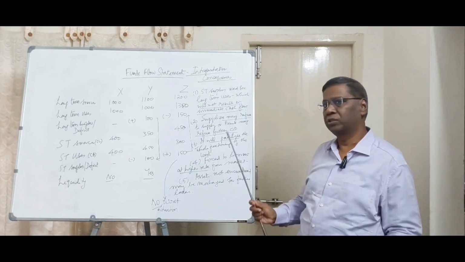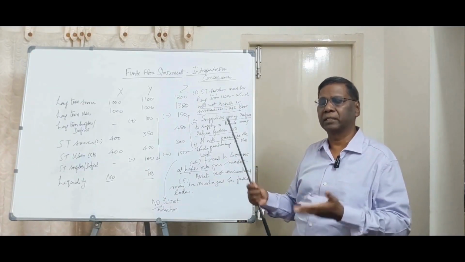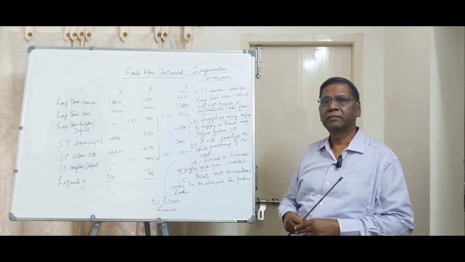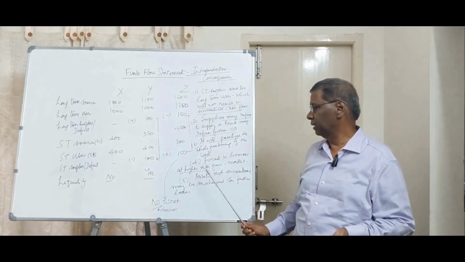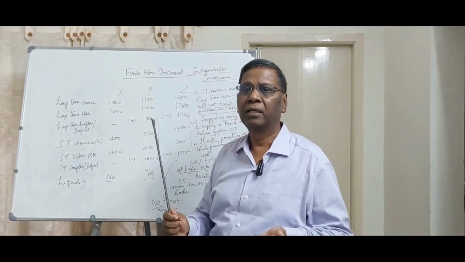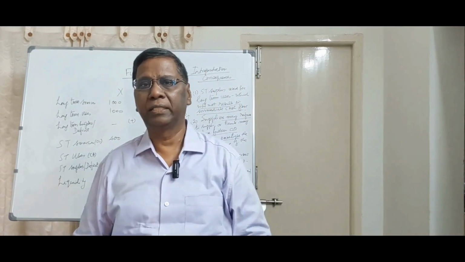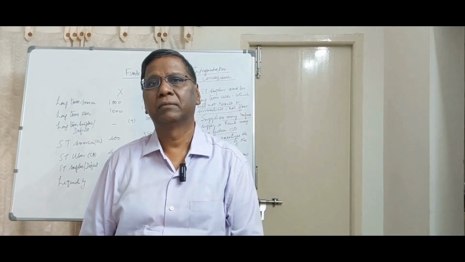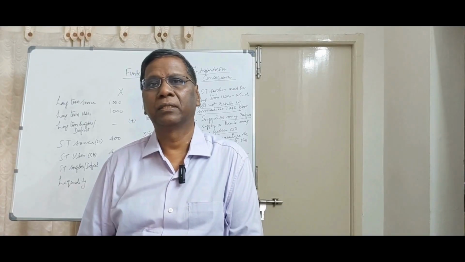Then again, you will be forced to borrow at a higher rate of interest from others, which will again kill your profits. Then again, assets which are not encumbered so far, assets which are not mortgaged so far, you will be forced to mortgage for getting additional loans. That is the worst situation.